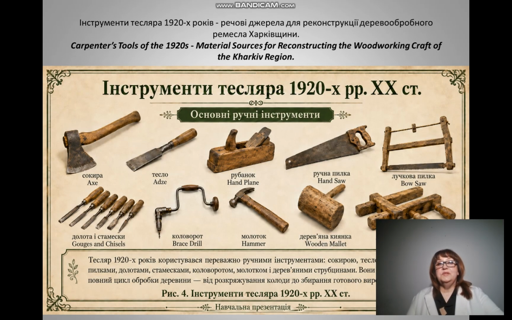Carpenter tools of the 1920s. Material sources for reconstructing the woodworking craft of the Kharkiv region: axe, adze, hand plane, hand saw, bow saw, gouges and chisels, drill, hammer, wooden mallet, wooden clamps.